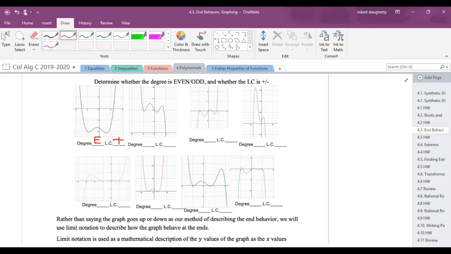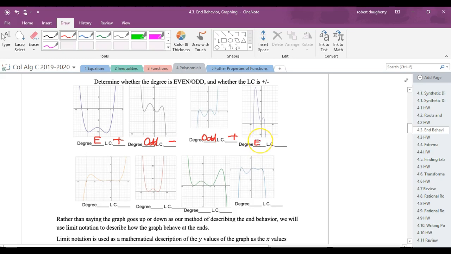Is this even degree or odd degree? Yeah, this is an odd degree. The leading coefficient, is it positive or negative? It's negative, okay, because x cubed looks like this. Negative x cubed looks like this. So this looks more like negative x cubed. What about the next one here? Is it odd or even? Yeah, this is an odd degree. Leading coefficient is what? Positive, because it looks like x cubed. What about this one? Even or odd?